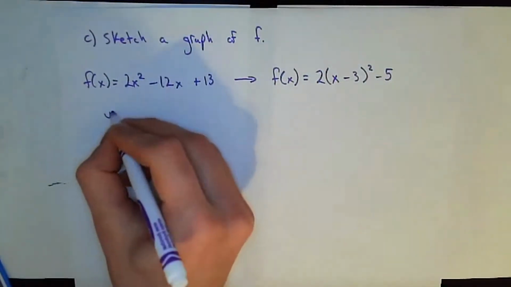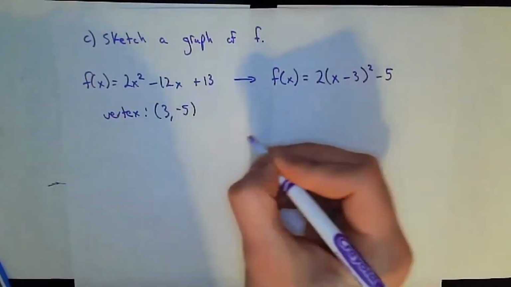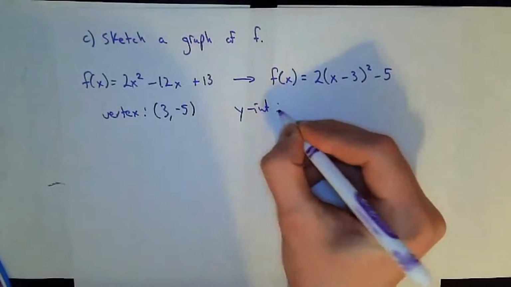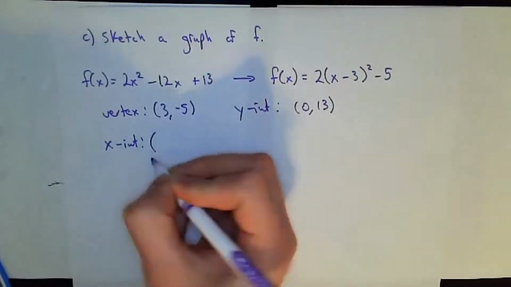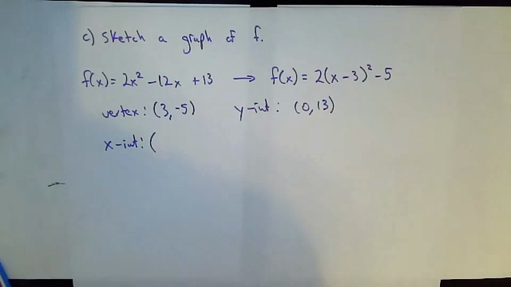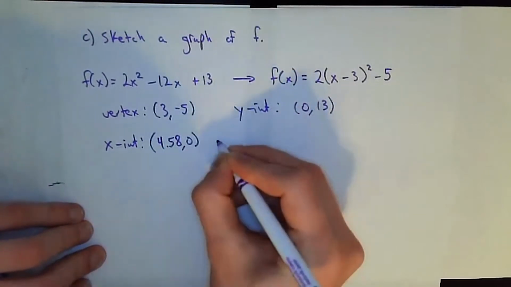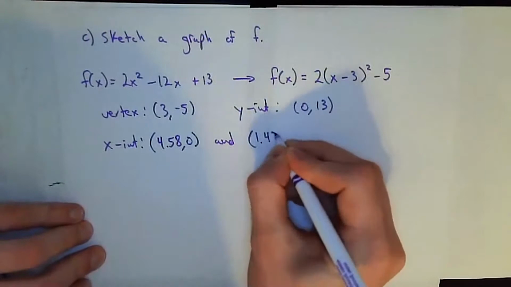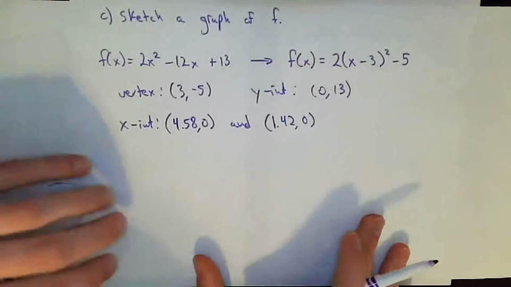We found the vertex to be at (3, negative 5). We found the y-intercept to be at (0, 13), and we found the x-intercepts at their exact places, (3 plus square root of 5 over 2, 0) and (3 minus square root of 5 over 2, 0). Those are the exact ones, but as approximate solutions, we got (4.58, 0) and (1.42, 0).